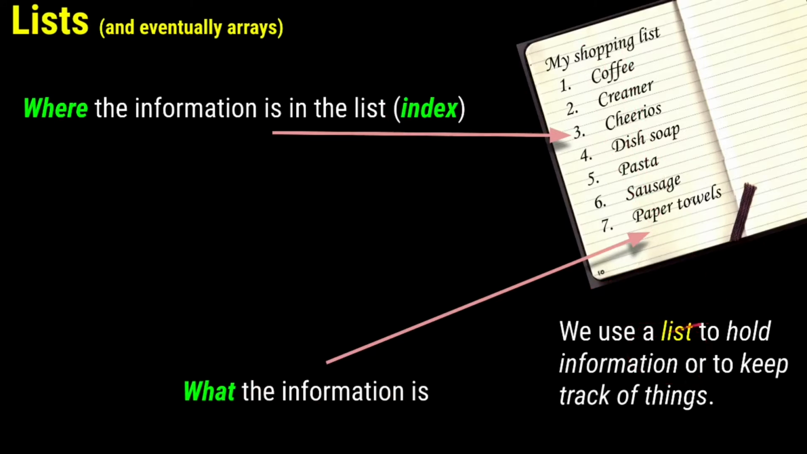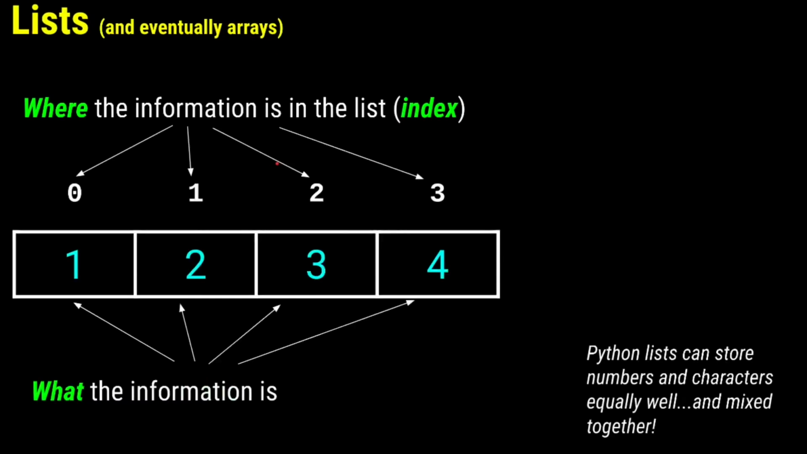So again, we use a list to hold information or keep track of stuff. That's what you'll be doing with your computer code. What the information is, is called the value, and the number that tells you where it is in the list is called the index. And eventually, when we get into NumPy arrays, this same idea holds. So let's go over this in more detail.